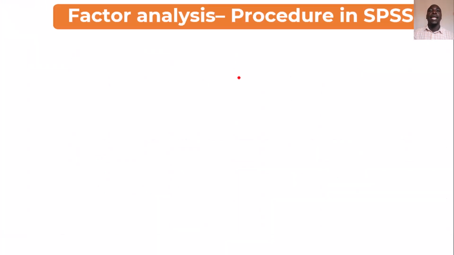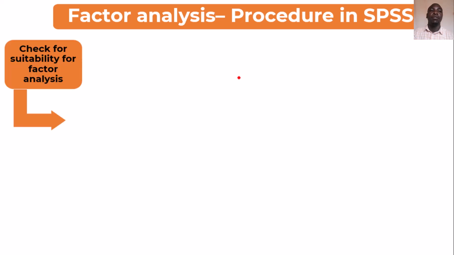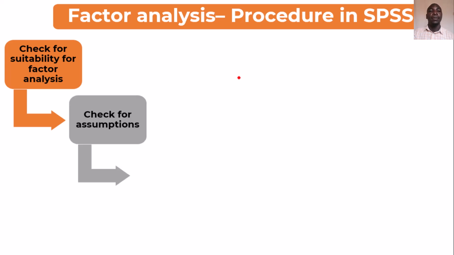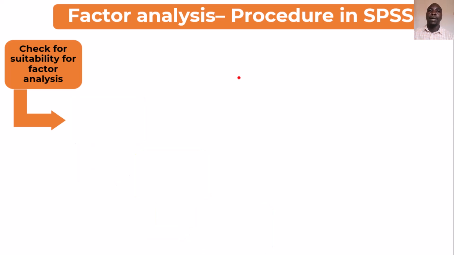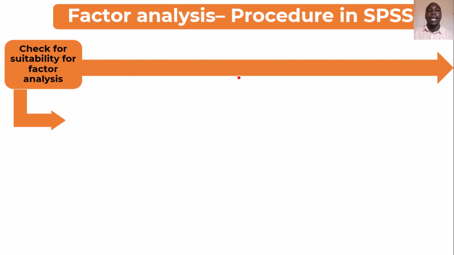As usual, for any analytical procedure that you're going to use, there are procedures that you have to follow. In factor analysis, we shall start by checking for suitability of our data for factor analysis. Then, we shall check for the assumptions for factor analysis. These two are related. Then, we run our analysis and interpret our findings. When checking for suitability of our data for factor analysis, there are several steps we shall follow.